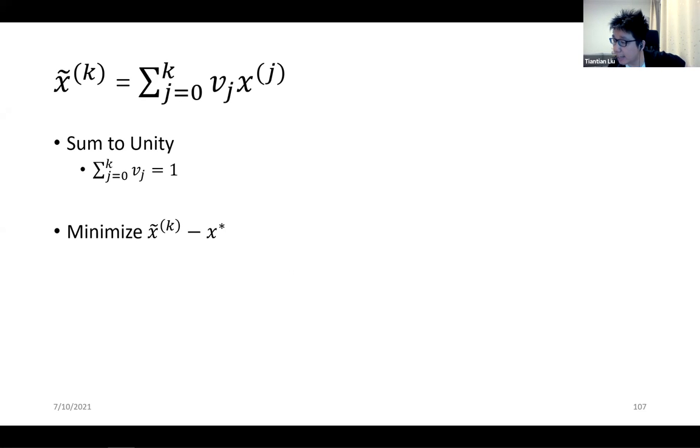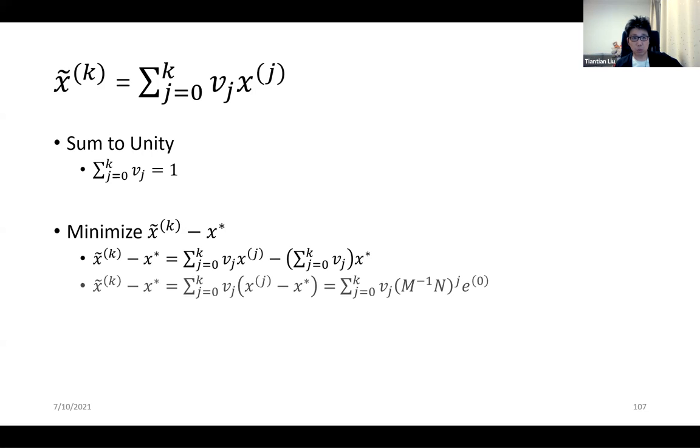One thing is that this weight needs to sum up to unity, because when it converged, we have a bunch of, for example, xk minus m to xk, and after summing them up, we don't want to ruin the solution. And also, in order to minimize the distance between this better version of x tilde k and the ground truth solution, we can set up this kind of minimization problem.